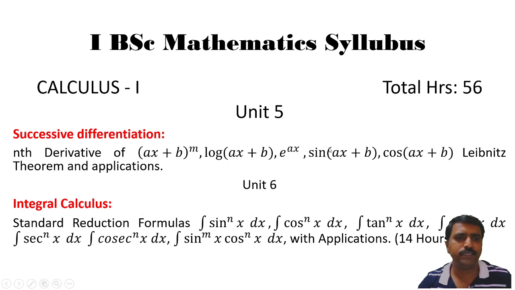The next unit, unit 5, is successive differentiation. You already studied the differentiation concept, the derivative of a function, so it is the improved part. Here we find second and higher order derivatives of some standard functions like (ax+b)^n, log of (ax+b), e^(ax), sin(ax+b), and cos(ax+b). The nth derivative of a product is found by taking the help of Leibniz theorem, and some of its applications are discussed here.